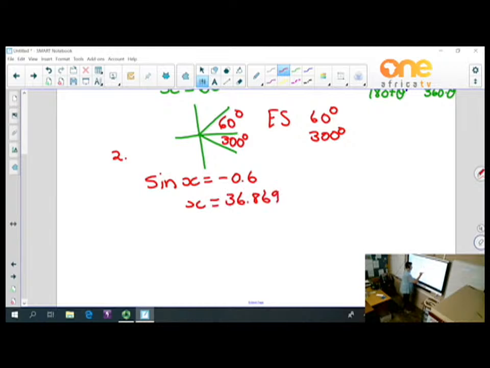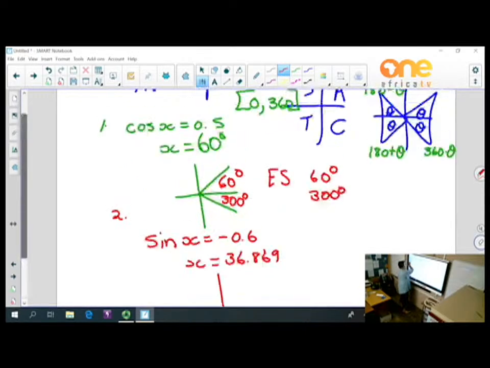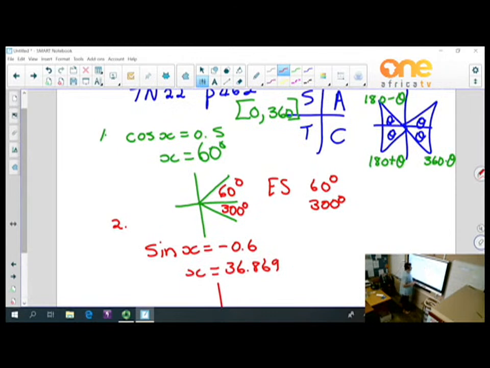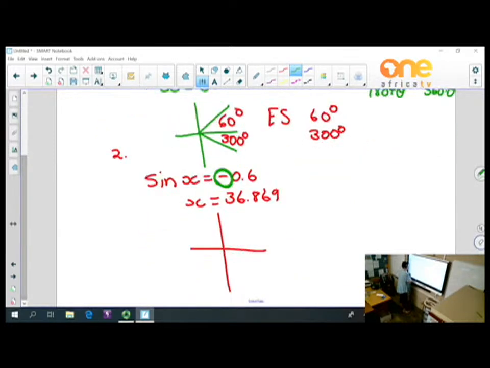36.869. I don't round off now. I will round off in a final step. So first go for 5 significant figures. If we draw this one now, according to CAST, this time sine is negative. That negative is not a negative angle. It indicates the quadrant. So where is sine negative? There is sine positive, so this is where sine will be negative. So it will be here.